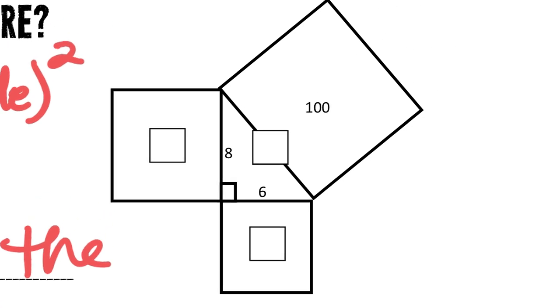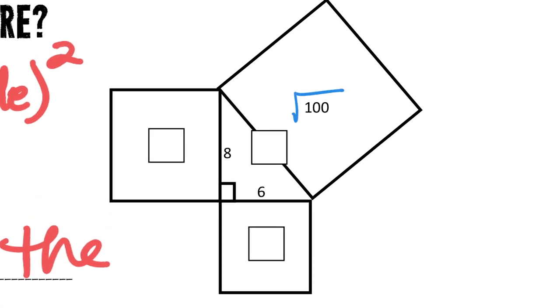So for example, here I have an area of 100. So I'm going to square root this to see that my side length is 10.